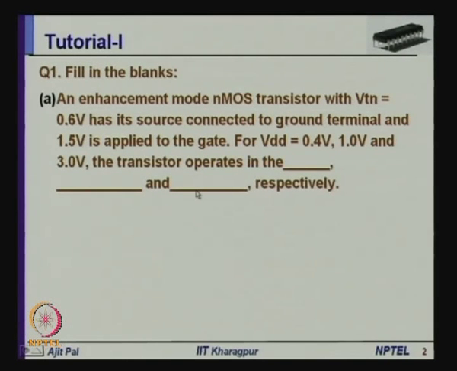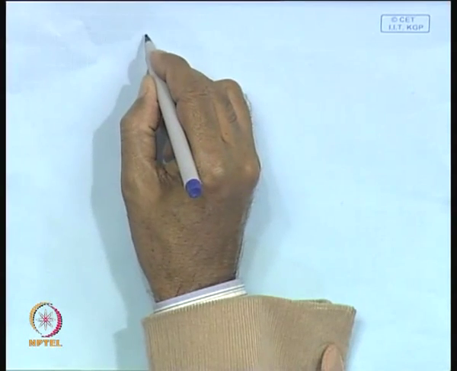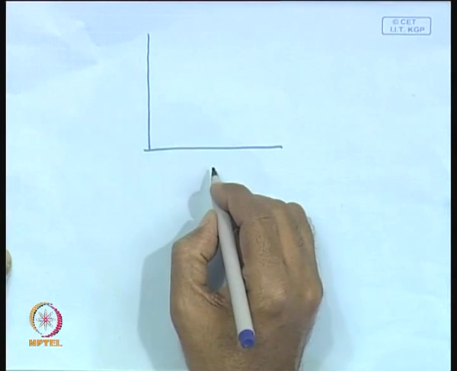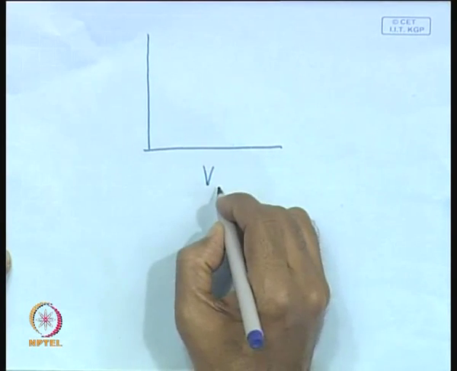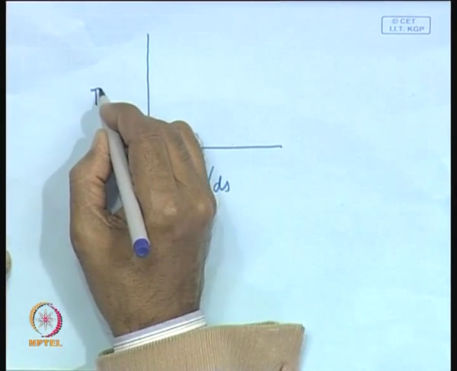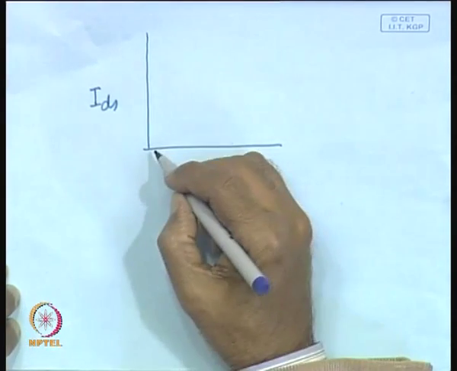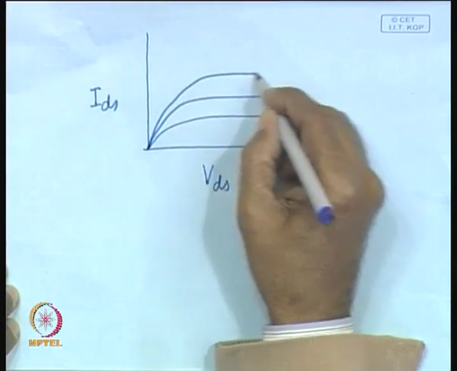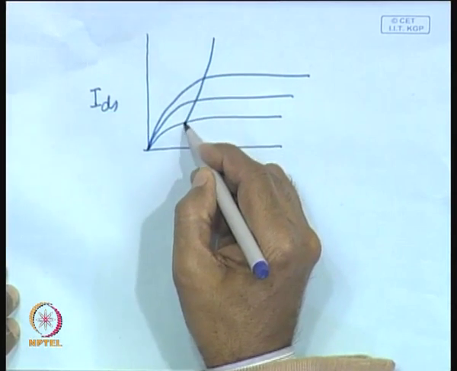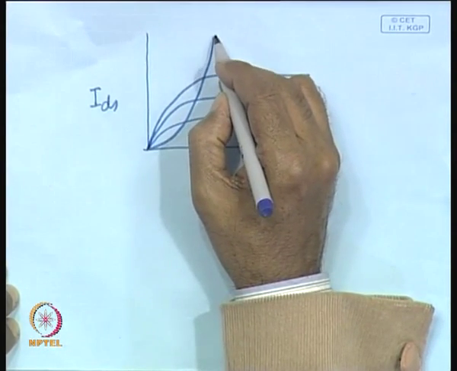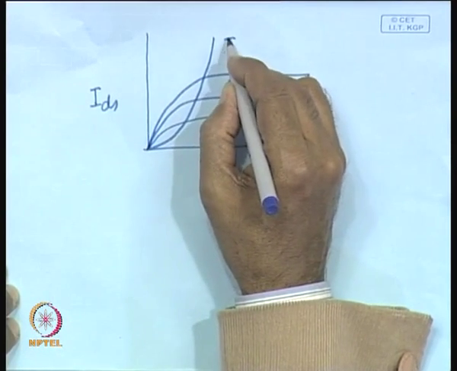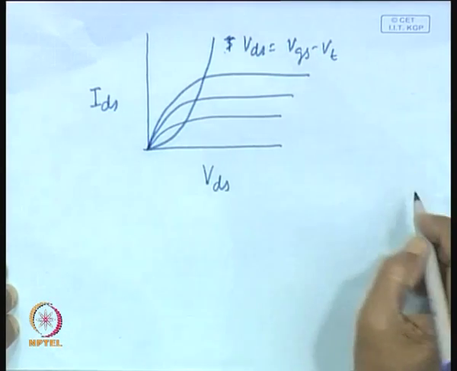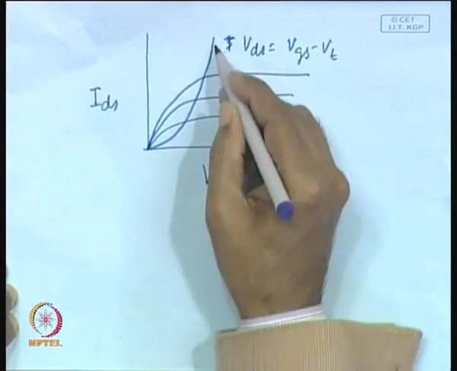As you know, if you look at the characteristics of an NMOS transistor, if you plot VDS versus IDS, the current voltage characteristics, it is somewhat like this. And a line which separates this is called VDS equal to VGS minus VT.